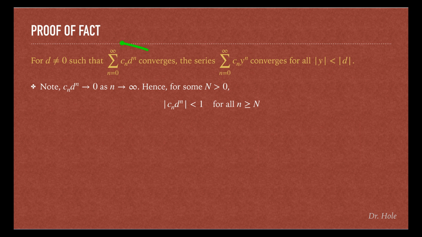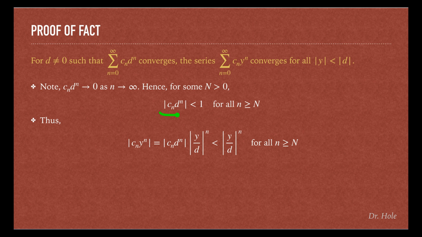So here's our assumption. We have a non-zero d, and we're having that the series it defines converges. That means that these terms must go to 0. That's the divergence test. And if they're going to 0, then they're getting close to 0. So after some point, all of the terms must be within 1 of 0. Nice.